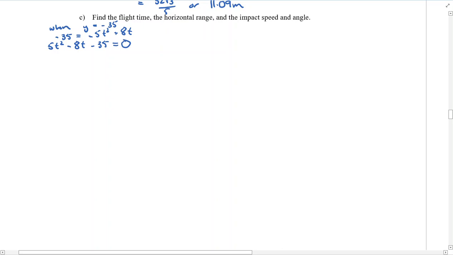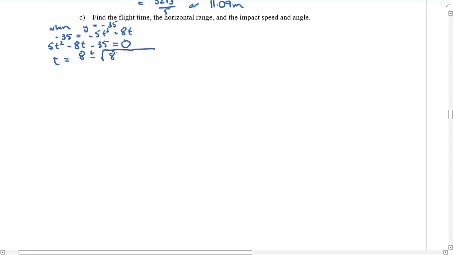To solve that, unfortunately, if you try to find the factors, it's not going to work. It's a decimal answer here. You could use the discriminant if you were unsure of how to proceed here. We will have to use the quadratic formula. So t for the quadratic formula is equal to negative b. Since b is a negative 8, it will become a positive 8, plus or minus the square root of negative 8 squared.